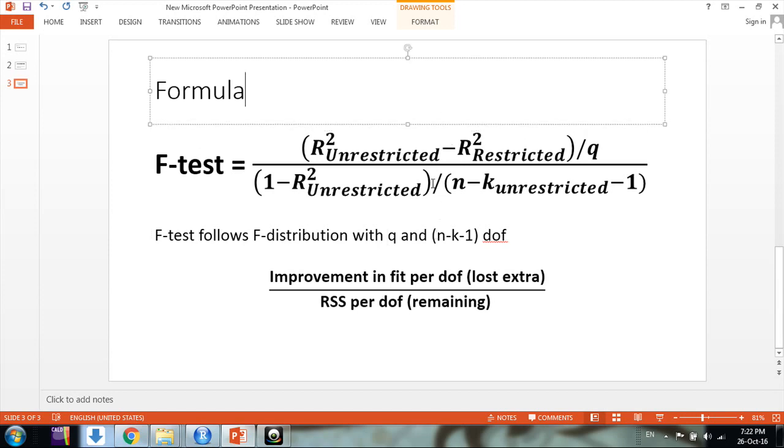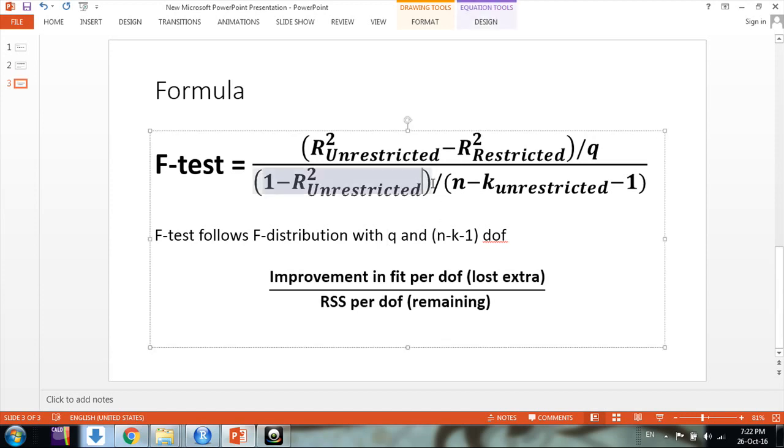So in the next video, I would show how to compute F-test using R. It could be computed in Stata or Reviews or any tool which can compute R square for you. So in the next video, I would show how to compute F-test.